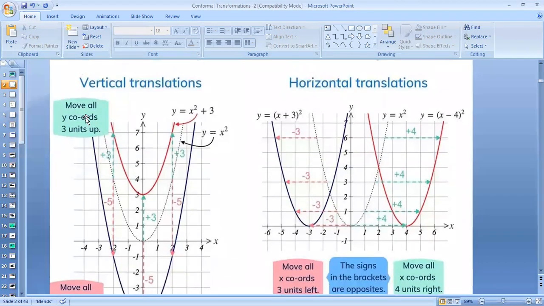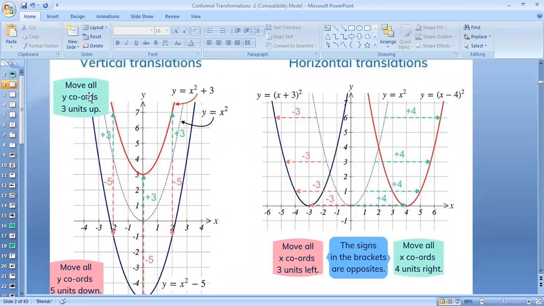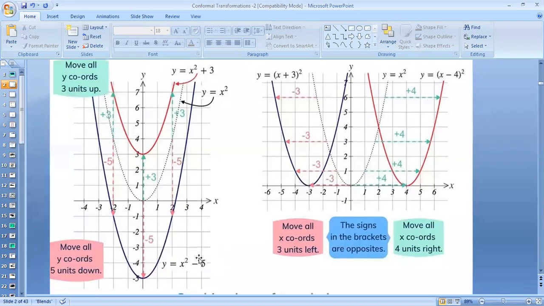Similarly, vertical translation will also be like this. Along the y-axis we can translate the whole curve y equals x square. When y equals x square, then y equals x square plus 3. This is in the positive direction. Move y coordinates 3 units. Then we can draw another curve moving along the negative y-axis, that means this is the curve of y equals x square minus 5.